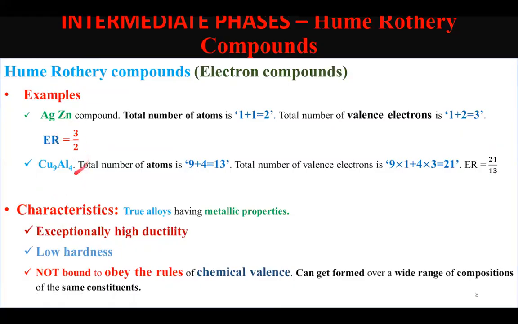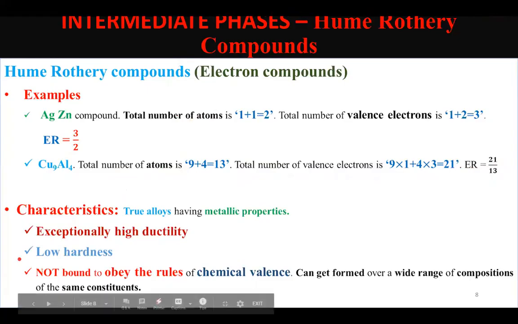Similarly, we take another popular example, Cu9Al4. What are the total number of atoms? 9 of copper, 4 of aluminium. So the total number of atoms is 13. And 9 into 1, 4 into 3. These are the number of valence electrons. So what's the electron ratio? The electron ratio comes out to be 21/13.